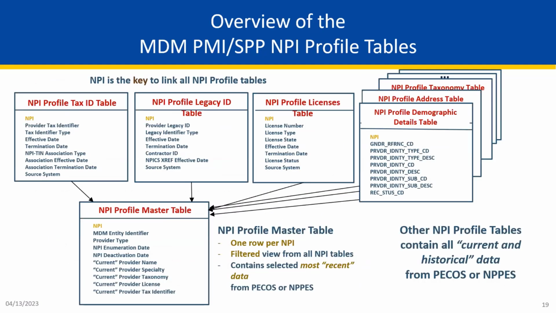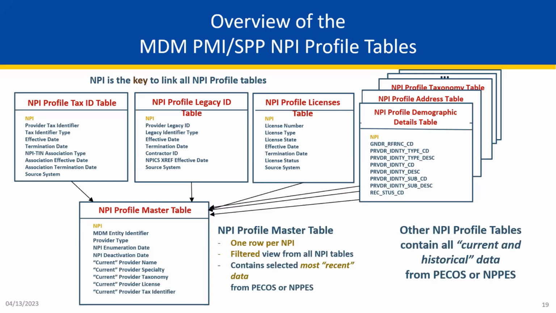This is a data model, a high level overview of how our NPI profiles are designed. Each table represents an attribute, like the tax table and legacy table, and you see that all the tables have NPI as a common attribute. If you have an NPI and want to look for the name of a provider, you can join on the NPI and get the information. There is one more table, the NPI Profile Master Table, with the latest and greatest information coming from either PECOS or NPS.